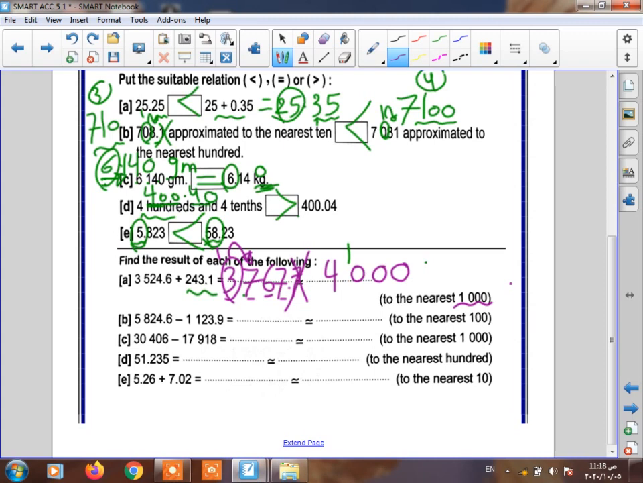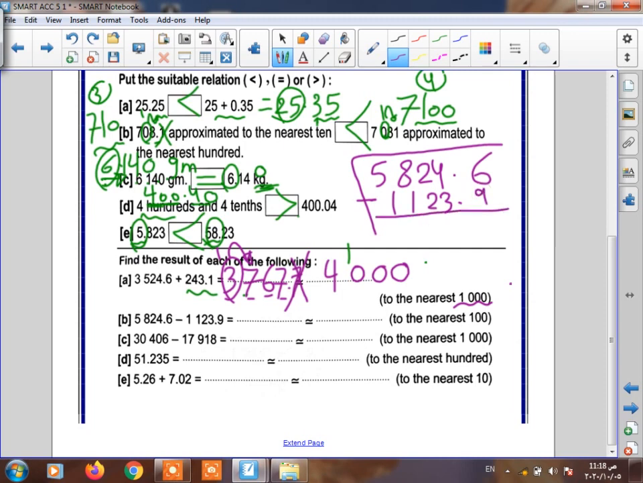Next one. 5,824.6 minus 1,123.9. I must find the result first, then approximate it. Okay. How can I make it? I write the first number as it is, 5,824.6 minus. How can I arrange the next number? Put point under point, unit under unit, tens under tens, hundreds under hundreds, thousands under thousands. Go to the decimal, tenths under tenths. How can I make it? Put the point and forget it, then start from the right.